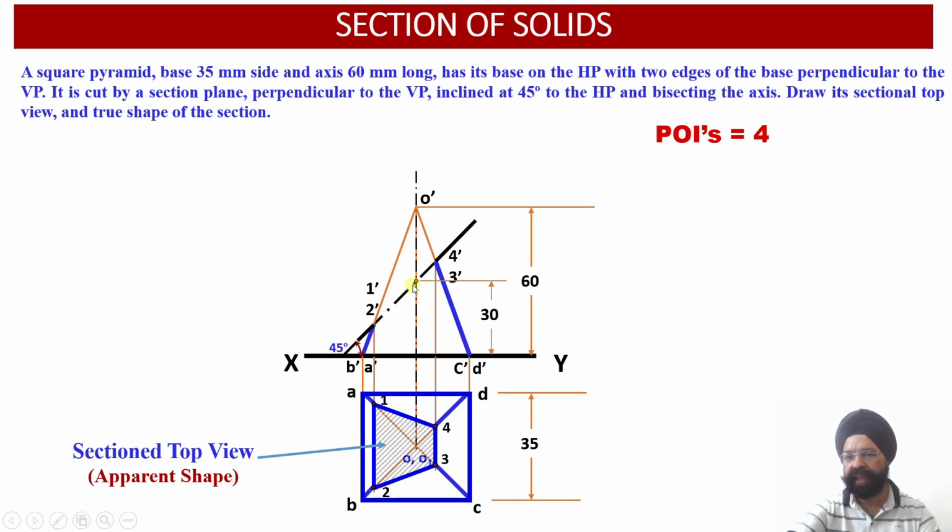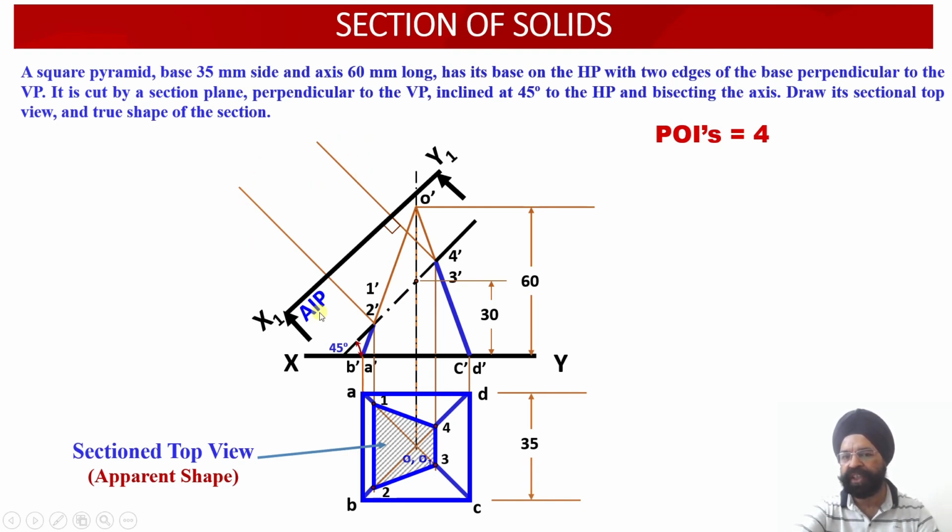So here you can see we have a couple of POIs lying over here. Now we are going to draw an AIP which will be parallel to this cutting plane. So this AIP, x1 y1, has been drawn parallel to this cutting plane. Now the projectors through these 4 POIs will be drawn onto the auxiliary plane x1 y1, and the name of these projections is auxiliary plan, because projections obtained on the AIP are called auxiliary plan.